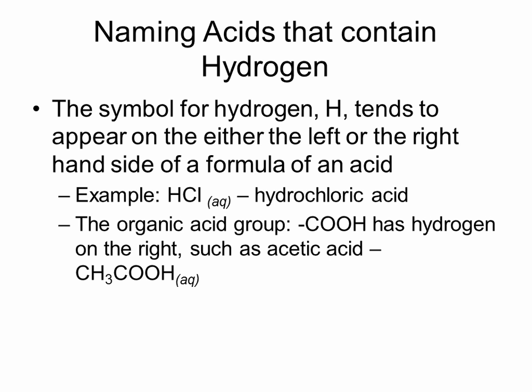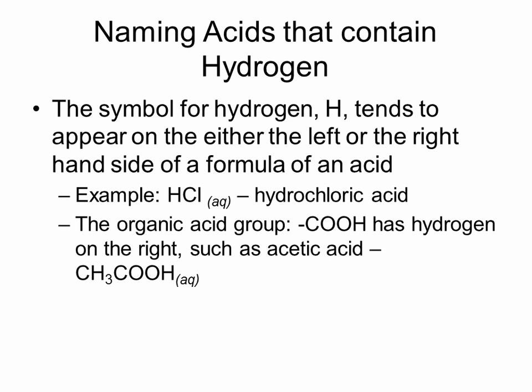Now, naming acids that contain hydrogen. There's a couple different ways that we're going to be able to identify acids, and the first one starts with the whole idea of hydrogen. The symbol for hydrogen is H, and hydrogen tends to appear on either the left or the right-hand side of a formula for an acid. If we look at the first example, HCl, we have hydrogen on the left-hand side of that compound, with chlorine. And that gives us hydrochloric acid.